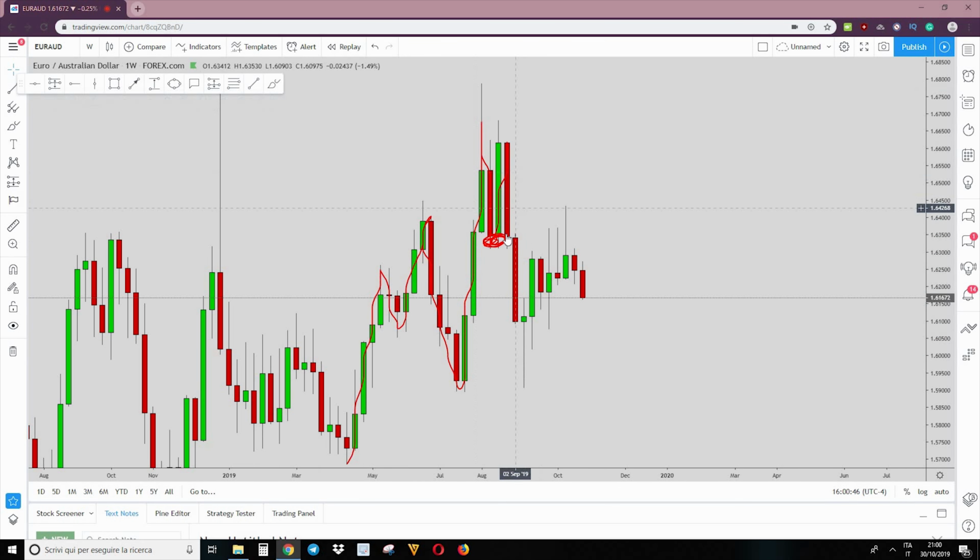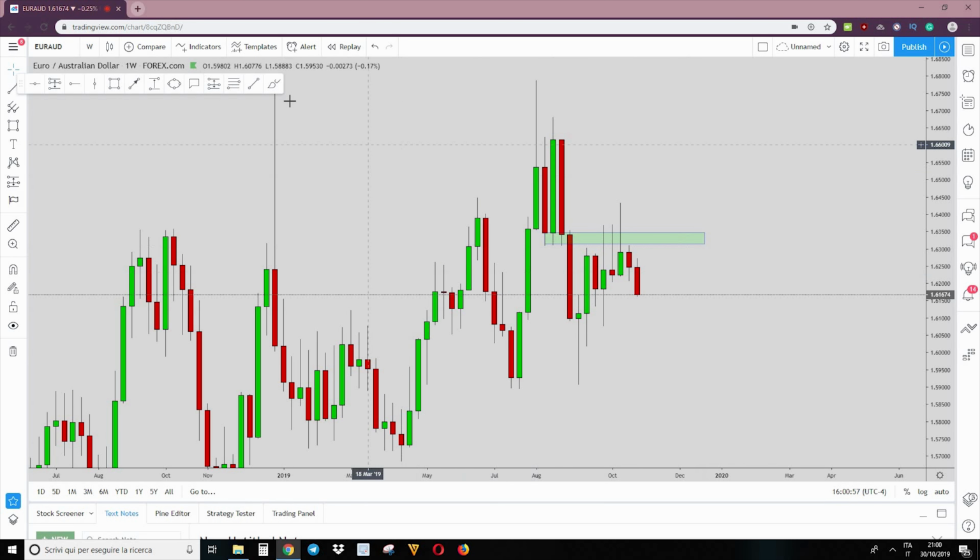So what do I mean by this? You can clearly see that this previous support is now turned resistance, and that is one of the main reasons for which we were looking for shorts with the students. So basically, area of previous support now turned resistance on the weekly time frame.